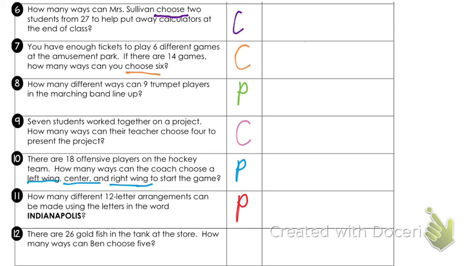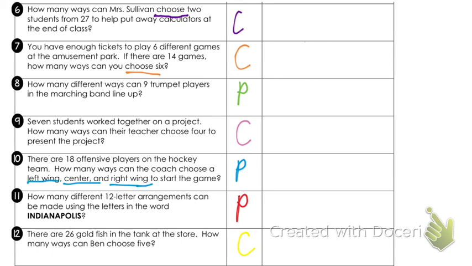Last but not least, there are 26 goldfish in the tank at the store. How many ways can Ben choose 5 of them? C. It's combination, C. It doesn't matter what fish Ben picks first. At the end of the day, he's walking out with 5 fish. So whether he picks a fish first, third, or fifth, he still has that fish. That's what matters. Any questions on that, guys?